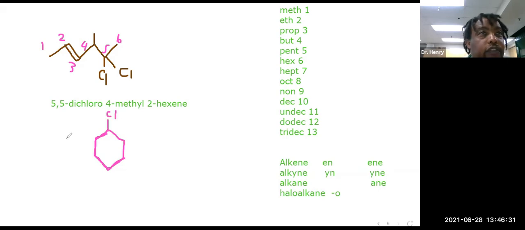Okay, I know it's not pretty. So this here is called a cyclohexane. I mean, sorry, not cyclohexane. It's called a cycloalkane. And now we just need to determine how many carbons we have around it in the circle.